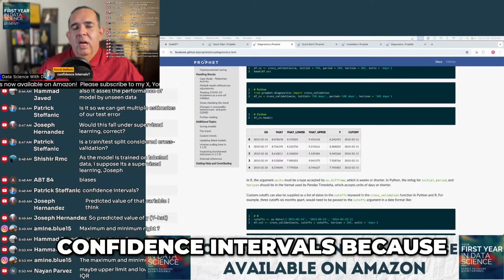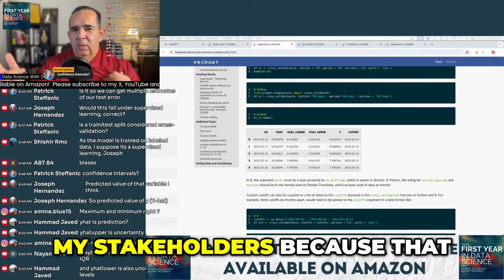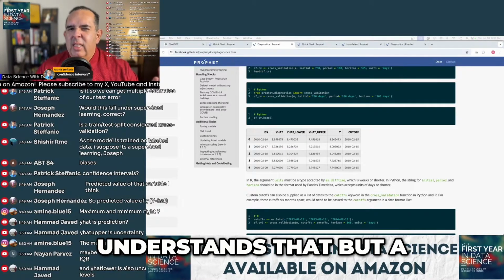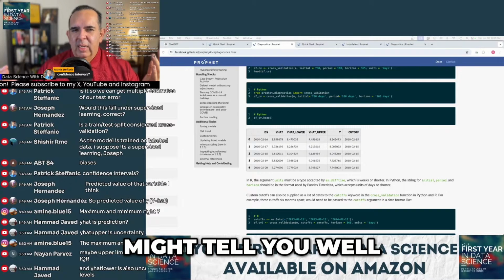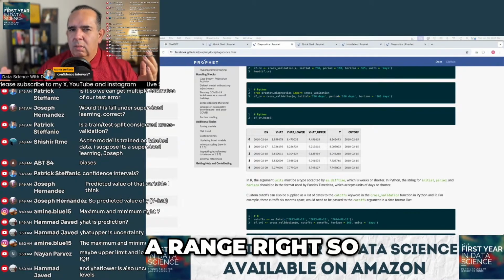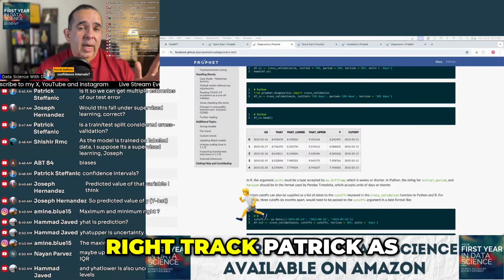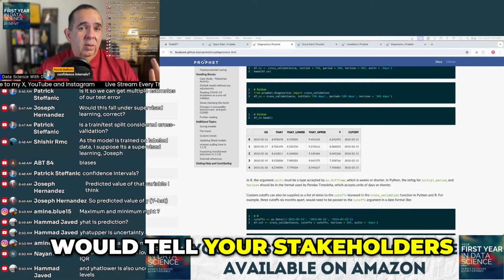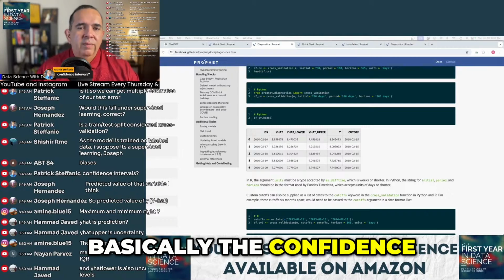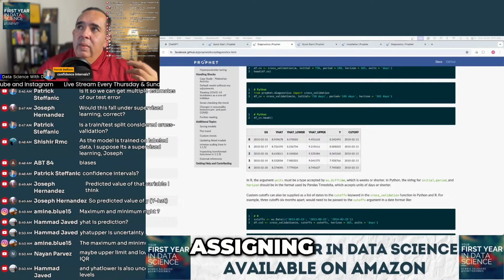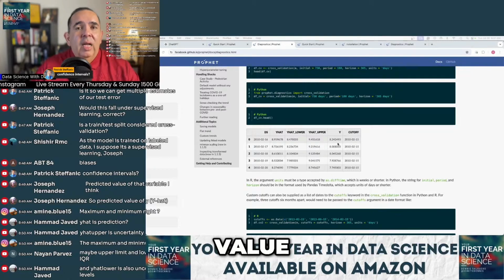It's funny to say confidence intervals, because confidence intervals is what I would tell my stakeholders, because everybody kind of understands that. But a statistician might disagree with that, right? A statistician might tell you, well, it's really more of a range, right? So that's why I didn't give you an answer right away. But I think you're on the right track, Patrick, as far as what you would tell your stakeholders or how you would present this in a business meeting, right? It's basically the confidence interval that the algorithm is assigning. And then Y here represents our actual known value, right?